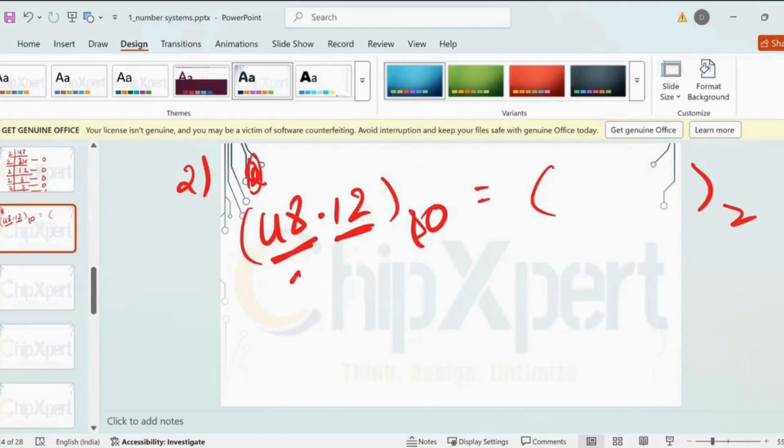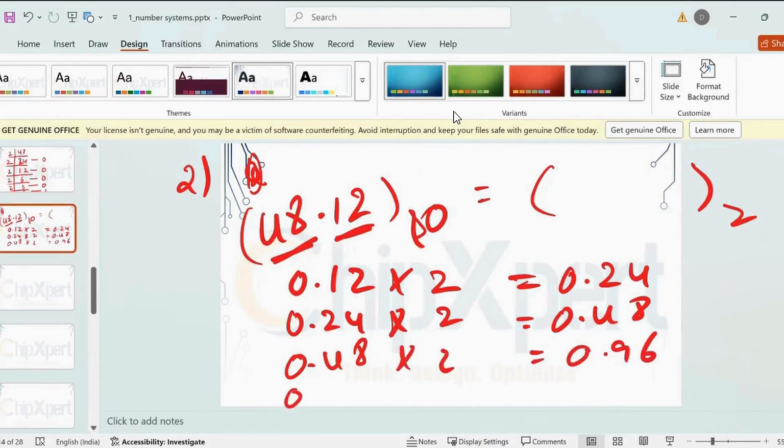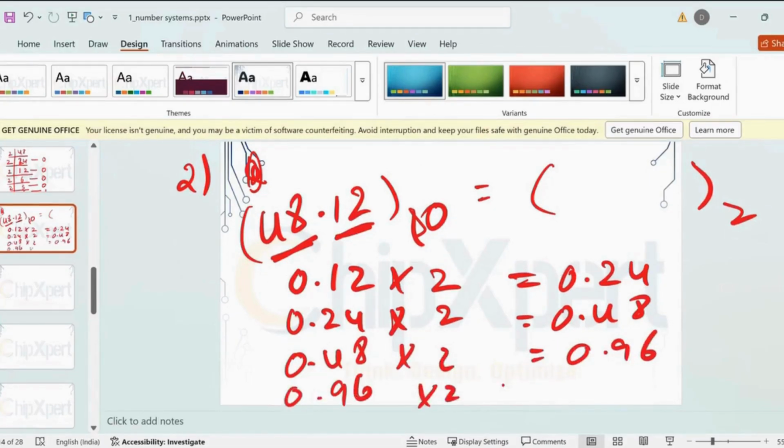How I am going to do that is 0.12 multiplied by the base we have. If you have base 2, you multiply with base 2. If you have base 8, you multiply with base 8. So 0.12 into 2, how much is it? 0.24. 0.24 into 2 is 0.48. 0.48 into 2 is 0.96. 0.96 into 2 is 1.92. This is the one.